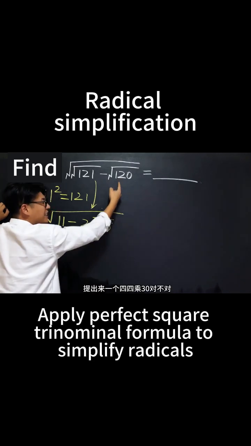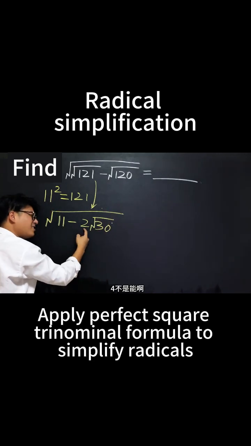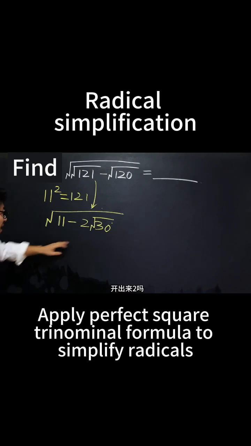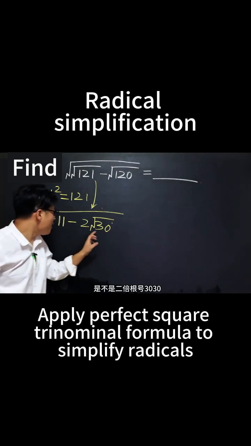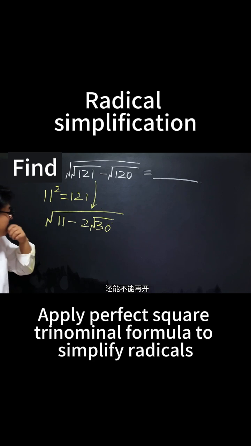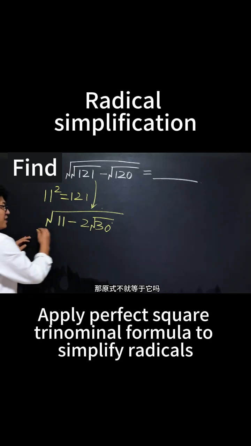We can factor out a 4. 4 times 30, right? Can we take the square root of 4 and get 2? So it's 2 times the square root of 30. And can we simplify the square root of 30 any further? We can't, right? So the answer is just that.